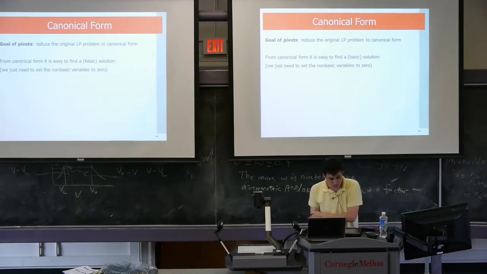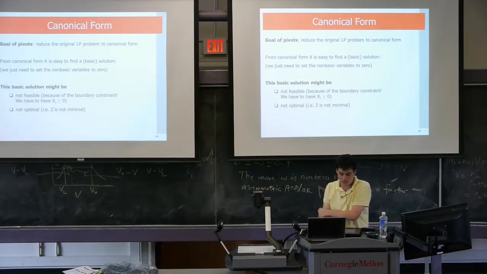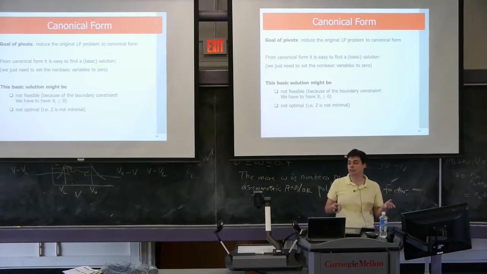Okay, so the goal of pivots is just to reduce the original linear programs to a canonical form, because then we can very easily read the solution, called the basic solution, where the non-basic variables are zeros. As we discussed, this basic solution might not be feasible because we have the constraints that all the x variables are non-negative. And of course, this basic solution might not be optimal either.